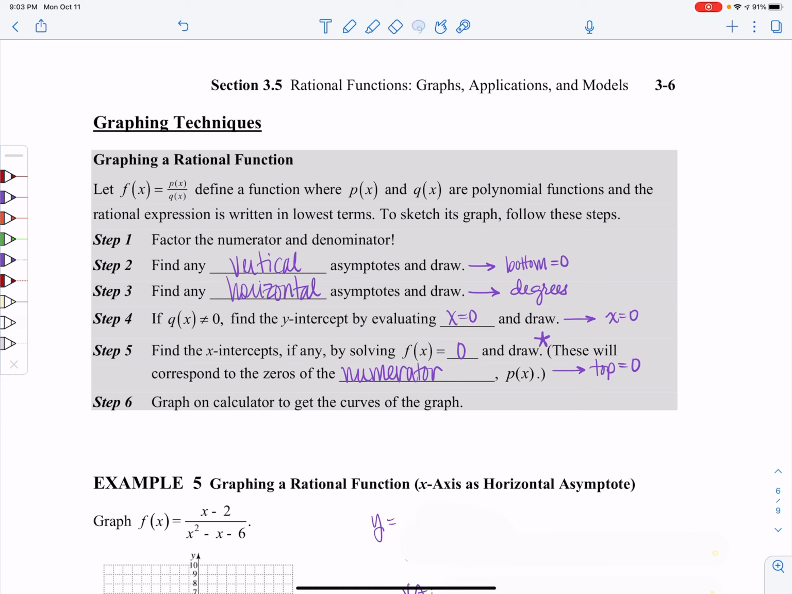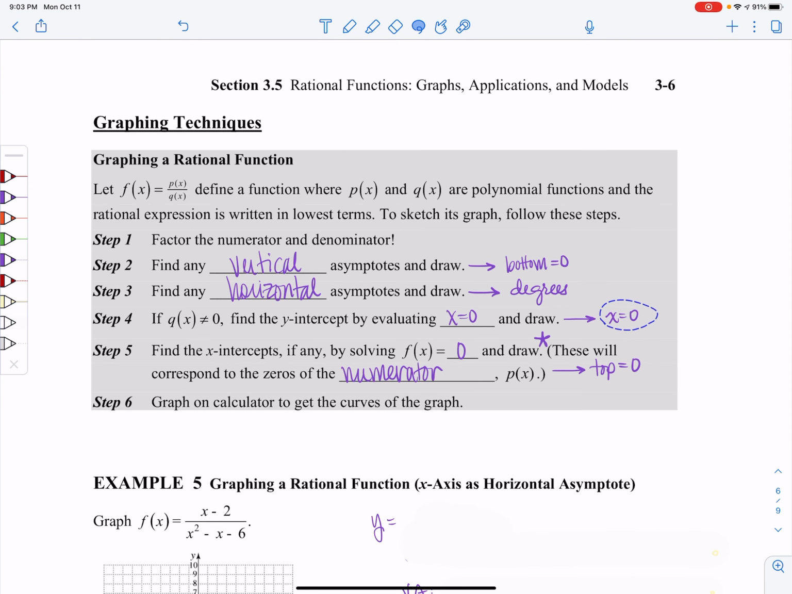So once again, vertical asymptotes, what makes the bottom 0? X-intercepts, what makes the top 0? Horizontal asymptotes, look at the degrees. For Y-intercepts, make all your x's equal to 0. Okay, so hopefully these little shortcut concepts will help you to remember these.